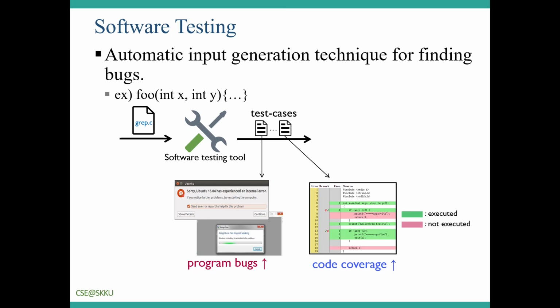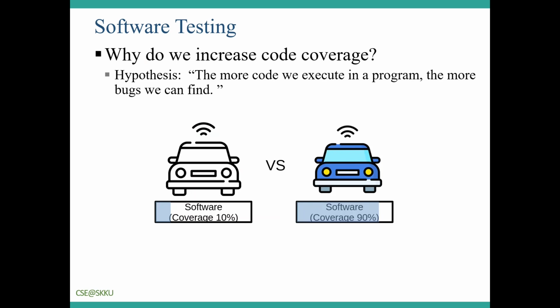So the next question is, why do we care so much about increasing code coverage in software testing? Is it really important? The underlying idea behind increasing code coverage in software testing is this: the more code we execute, the more program logic we exercise, and the more bugs we will likely uncover.